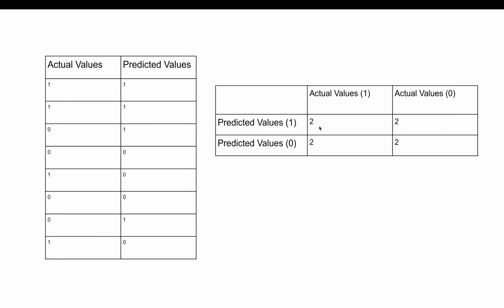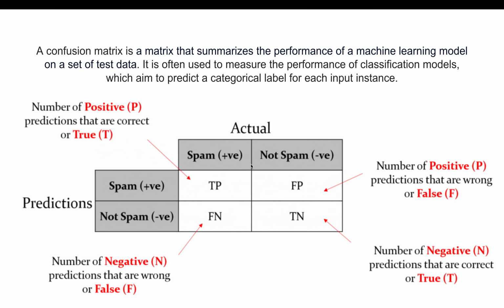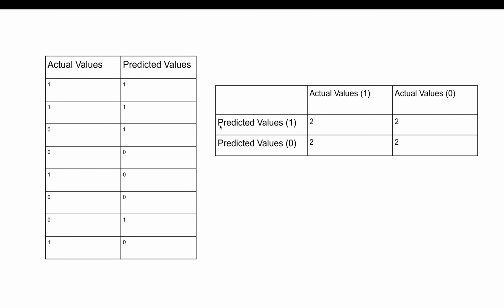Now when you create a confusion matrix for it, how will it happen? So if you see predicted values, what I'll do over here, just like what I've shown you over here, spam, not spam. So similarly, I can say that the predicted value is 1, predicted value is 0. Here the actual value is 1, actual value is 0.